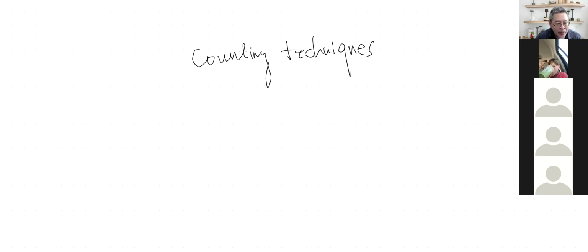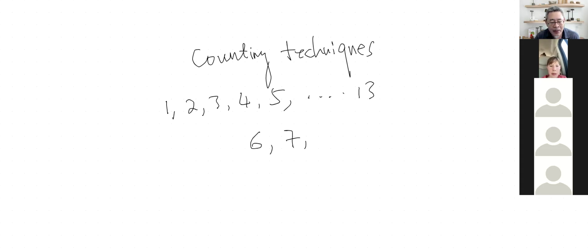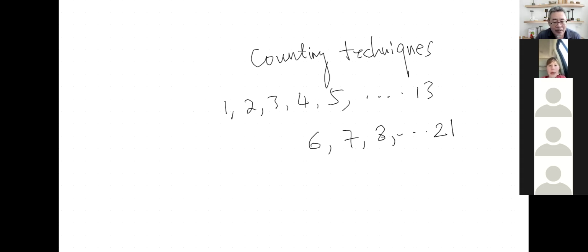Now, if we have numbers like 1, 2, 3, 4, 5, and so on to 13, we know there are 13 numbers. What happens if you count from 6, 7, then all the way up to 21? How many numbers are there? You can type in the chat. What do you think when you get those numbers? Type in the chat from 6 to 21. How many numbers do we get?